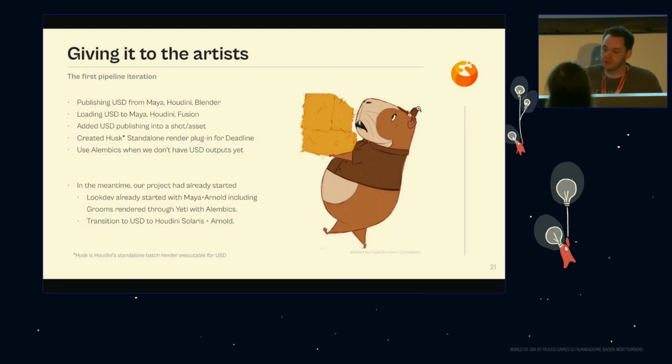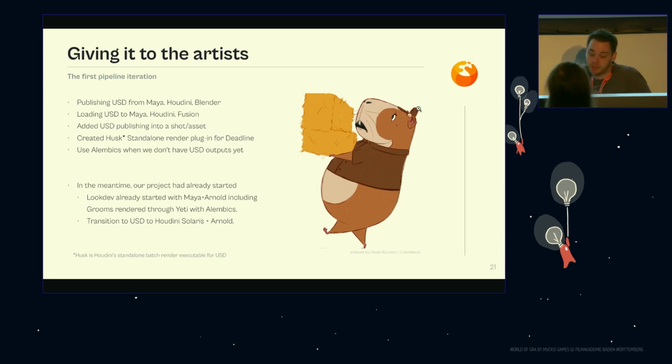We have publishing from Maya, Houdini, Blender, even though we don't use Blender. We could also load it into Maya, Houdini, Fusion. For those who don't know what Fusion is, it's basically Nuke, but cheap. And then it publishes into shots and assets, like I explained. We created a plugin for Deadline to render with Husk standalone, because that's not, I think, natively out there. Then we use the Lambix when we don't have used the outputs yet, because we were transitioning the pipeline.